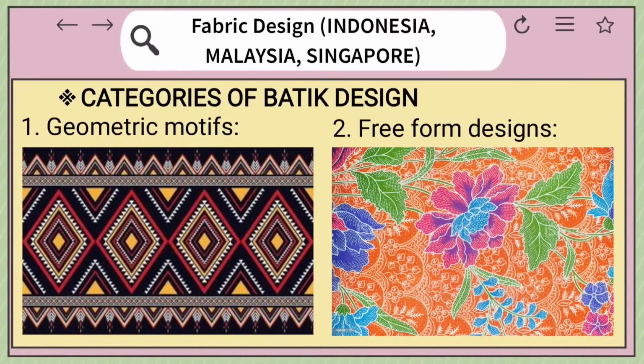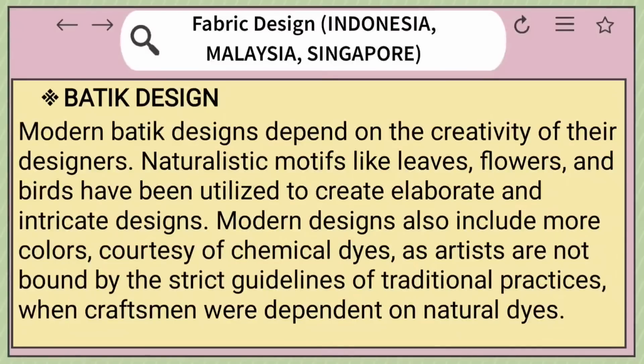Here are some categories of batik design. The first one is geometric motifs, and the second one is free-form designs. Modern batik designs depend on the creativity of their designers. Naturalistic motifs like leaves, flowers, and birds have been utilized to create elaborate and intricate designs. Modern designs also include more colors, courtesy of chemical dyes, as artists are not bound by the strict guidelines of traditional practices when craftsmen were dependent on natural dyes.